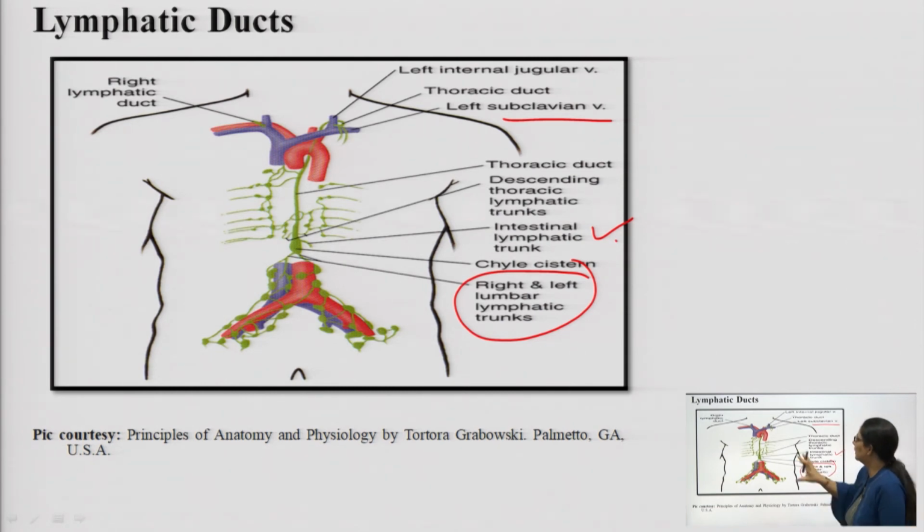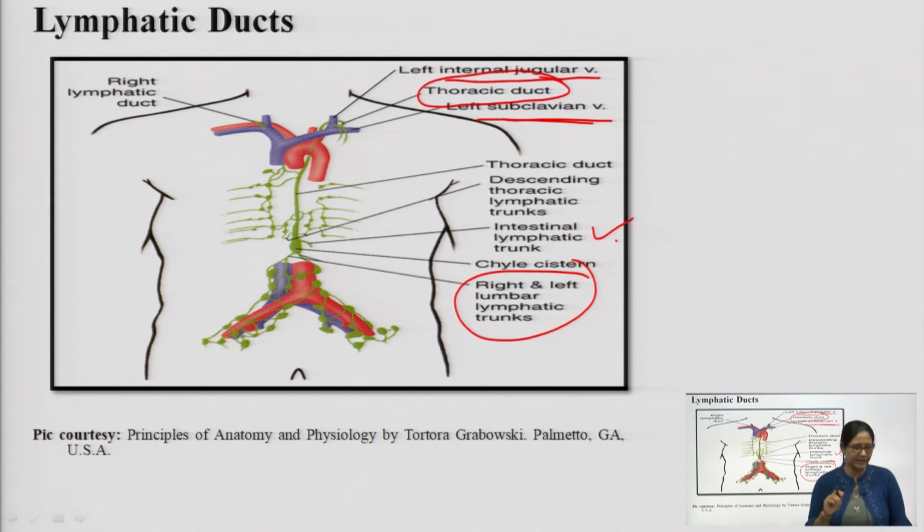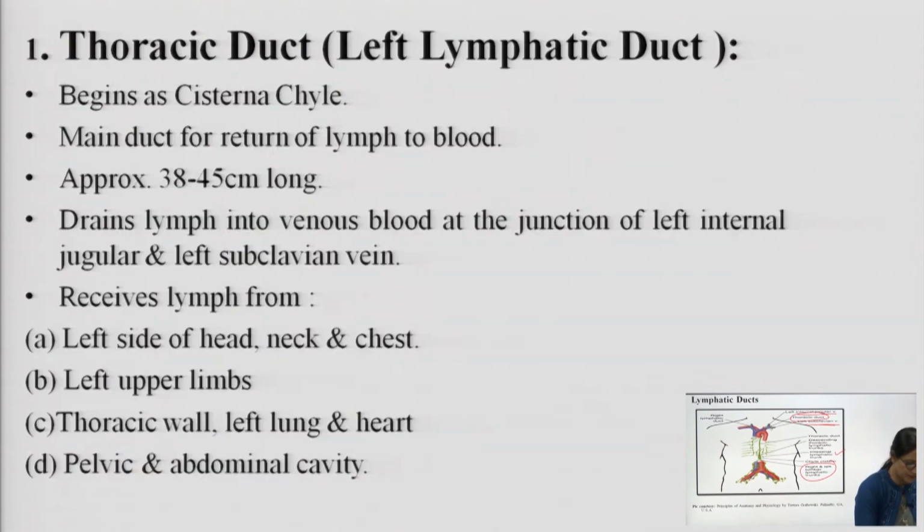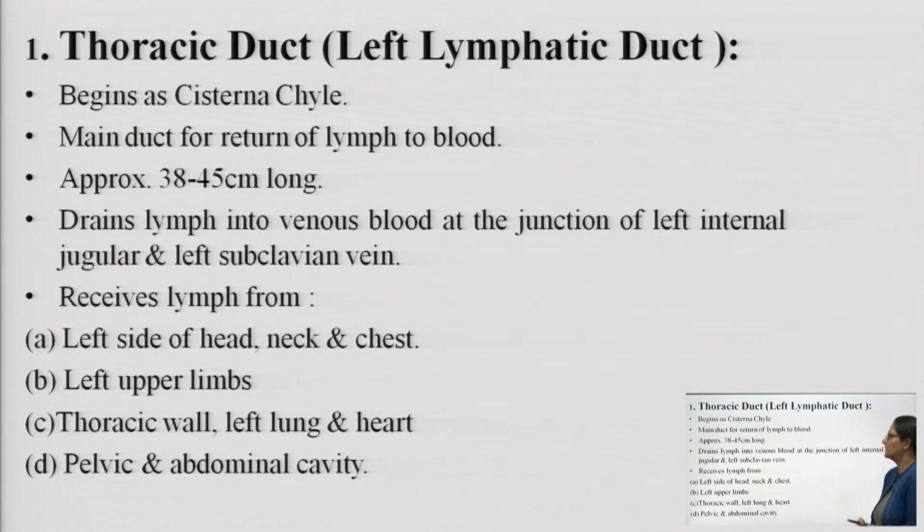So ultimately the right lymphatic duct or the left lymphatic duct will connect to the subclavian vein, and the subclavian vein is present at the junction of the internal jugular vein. Or we can say the thoracic duct is present in between the junction of the internal jugular vein and the subclavian vein. So this is the diagrammatic presentation of the lymphatic duct and the lymphatic trunk. Both are interrelated. So the thoracic duct is also called the left lymphatic duct.